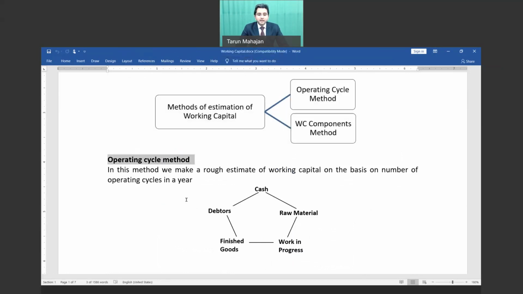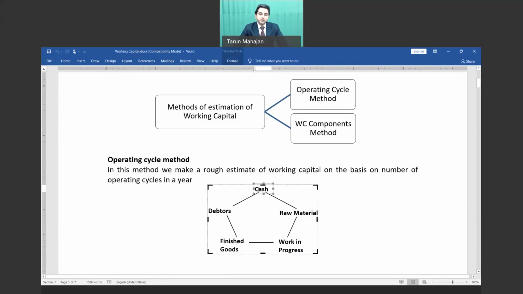What is operating cycle method? It says that the components of working capital work in a cycle. You start with cash, then you buy raw material, and your cash is stuck in the form of raw material. It's not like that you buy the raw material and you immediately consume it. You buy the raw material and keep it in godown. That is, you maintain the stock of raw material, because tomorrow, even if the supply of the raw material is cut, you can still continue to produce your goods.